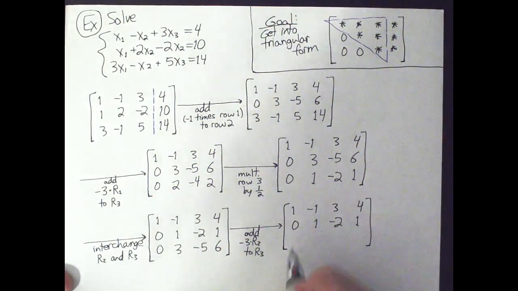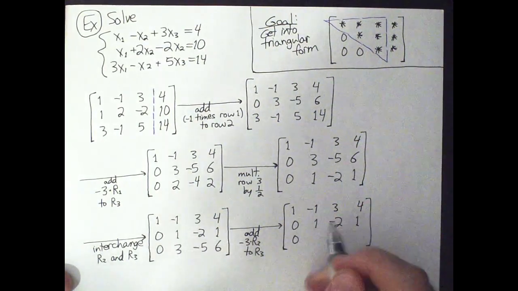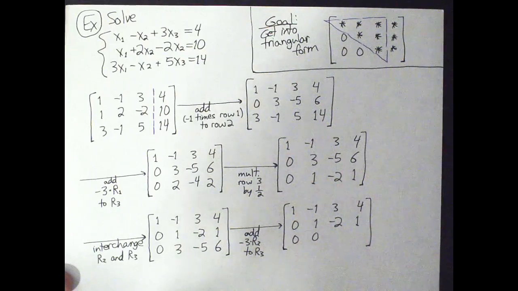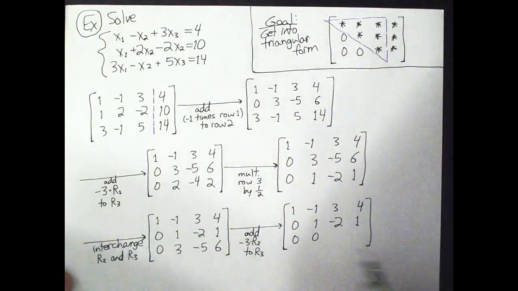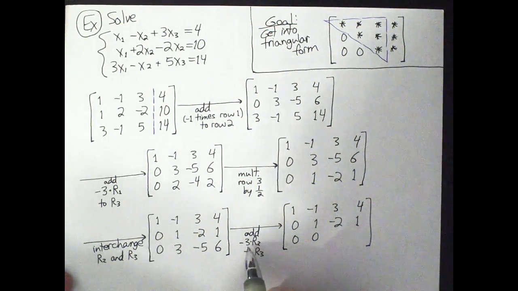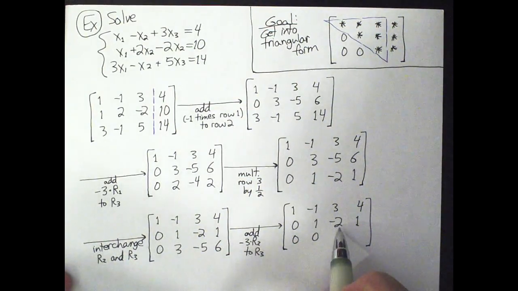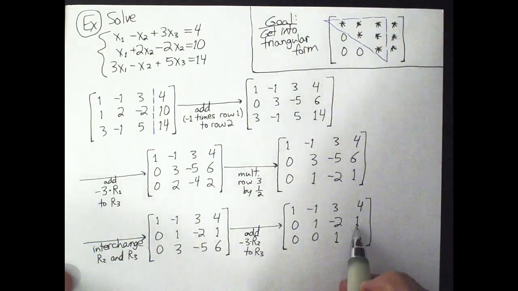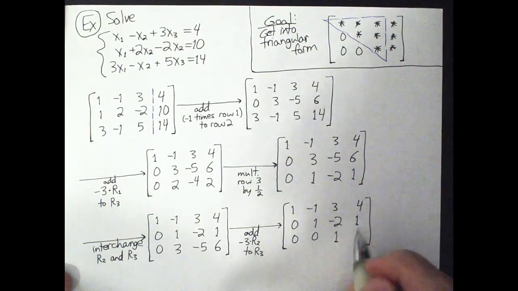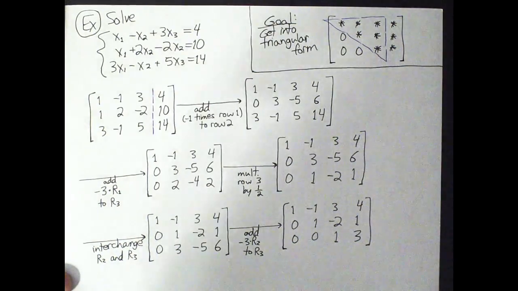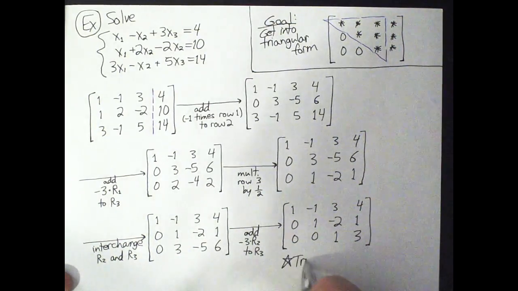All right, what are we doing to row 3? 0 gets added to 0, still a 0. Negative 3 gets added to 3 to give us a 0. Whatever else happens, I know we're in triangular form. Negative 3 times negative 2 is positive 6, getting added to negative 5 to give us 1. And negative 3 times 1 is negative 3, getting added to 6 to give us 3. I'll say this is triangular form.